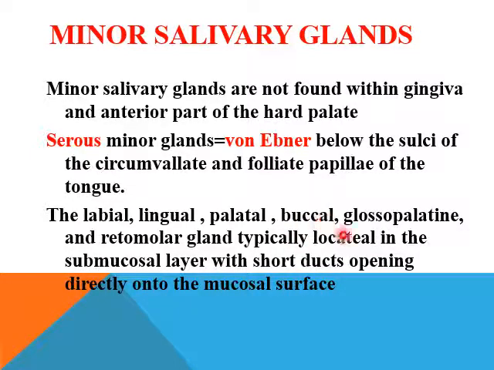So the minor salivary glands have a small duct which opens inside the oral cavity, and their location is in the submucosal layer of the oral mucosa. The minor salivary glands are mainly mucous or mixed acini. Only the serous minor salivary gland is present in the von Ebner gland, which is located below the circumvallate papillae.